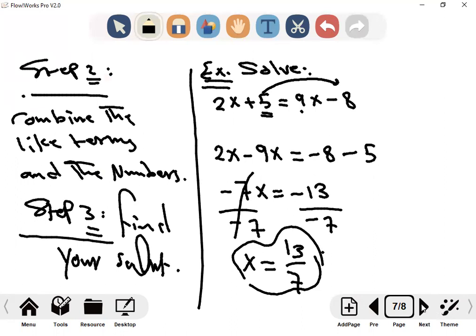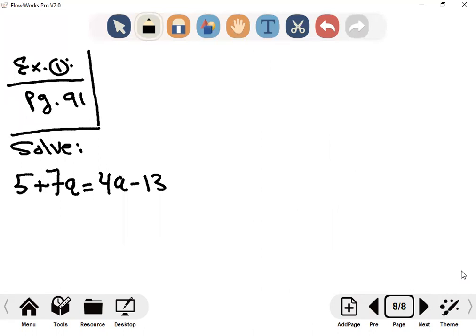Pay attention to the board. Yeah, here we have a to the left, a to the right, two variables. One variable, but on both sides.